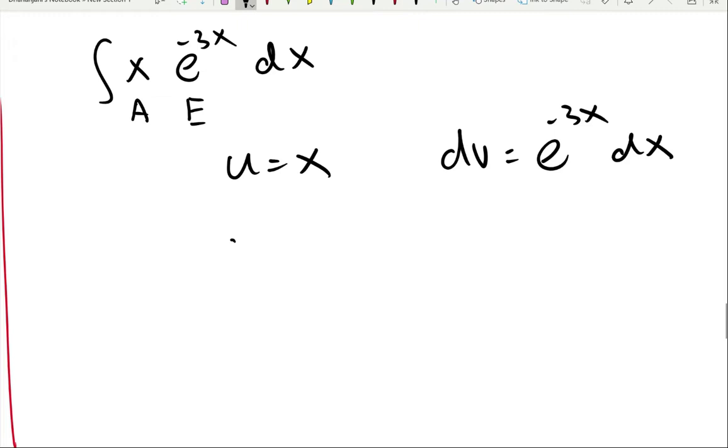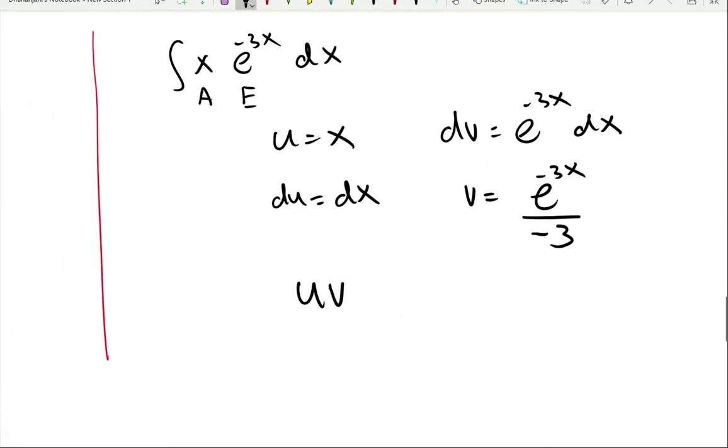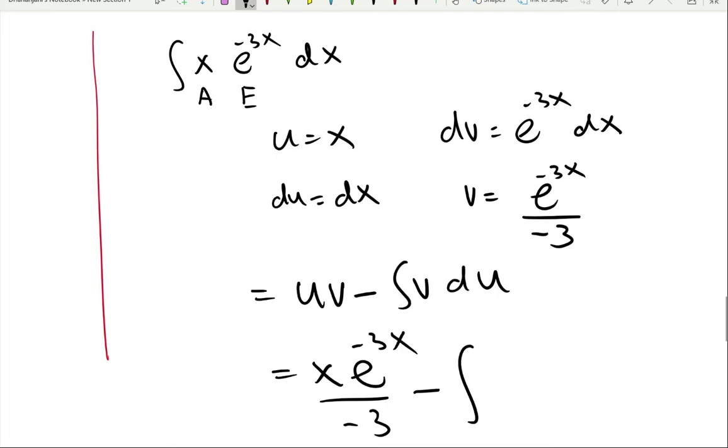Now if you differentiate u, we get du over dx, the derivative of x, is 1. So du is dx, right? Okay, now if you integrate dv, if you integrate e to the negative 3x, it's e to the negative 3x over negative 3. Do that carefully. Now the formula is uv minus integral of v du. u is x, v is e to the negative 3x over negative 3, minus the integral of v, e to the negative 3x over negative 3, du is dx.